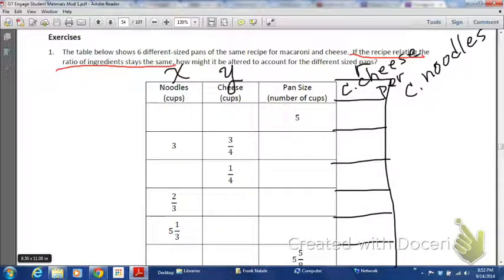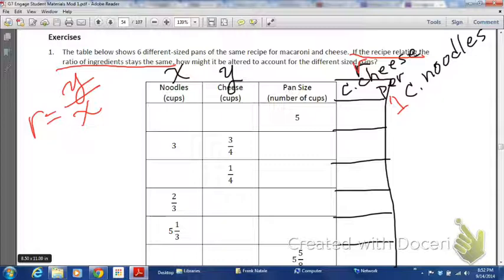They labeled it here noodles and cheese, so cups of each. So I just went ahead and labeled those X and Y because I like to figure out my rate as Y as a function of X. So I'm going to do that to come up with my rate. I've already made another column here, and I've labeled it R, which is cups of cheese per cups of noodles. So per cup of noodles.